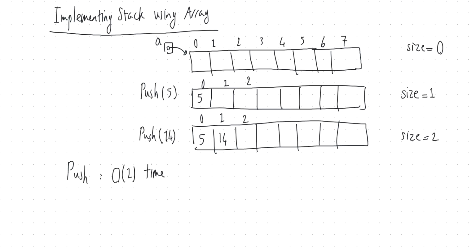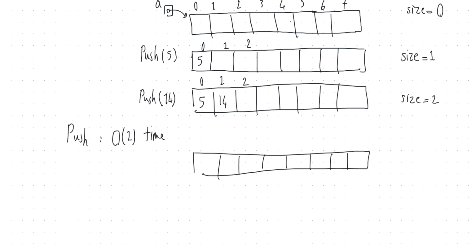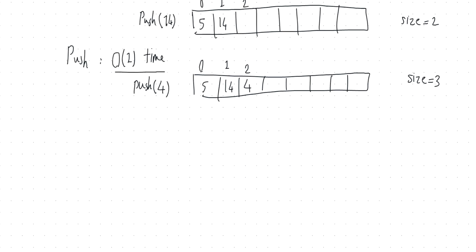Okay, I still need to talk about the special case when the array is full, but I'll do that at the end. Okay, so that's push. If I want to do one more push, okay, so I push 4 this time. So what I do is I look at size. I already have 5 written here and 14 written here. I look at size. Size is 2, so I go to index 2 and write 4 there. And then I say size plus plus, so size becomes 3, right? So very simple and constant time, very important. So push in this implementation is constant time.